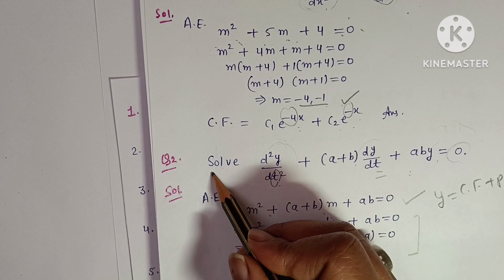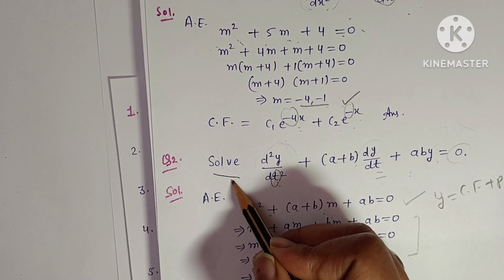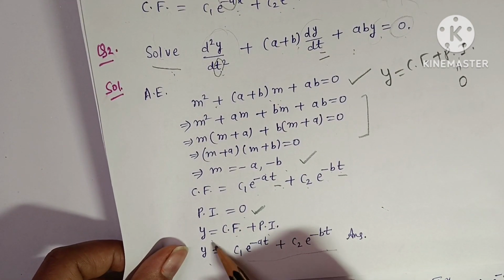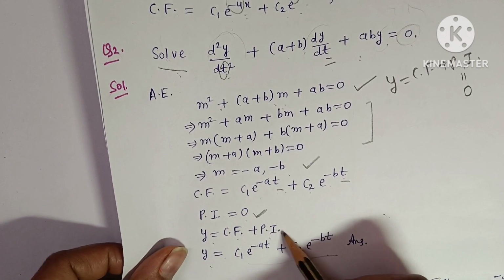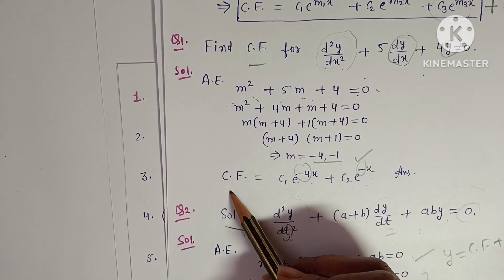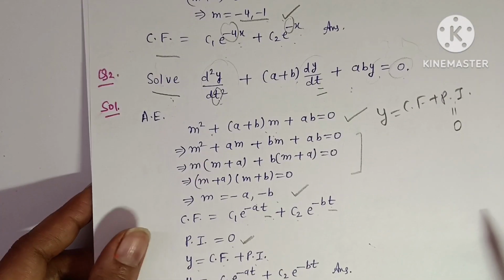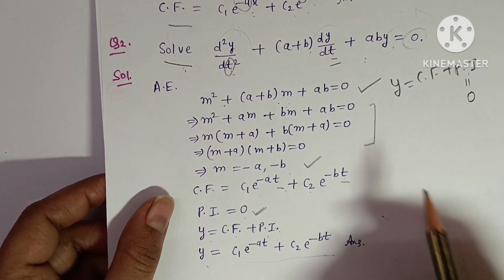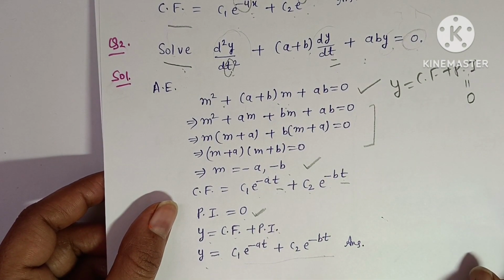So in this question you have to solve this. Solve means you have to find y, the complete solution, y equal to CF plus PI. But in the previous question I have written here find CF, so we have found only CF. So always do carefully.